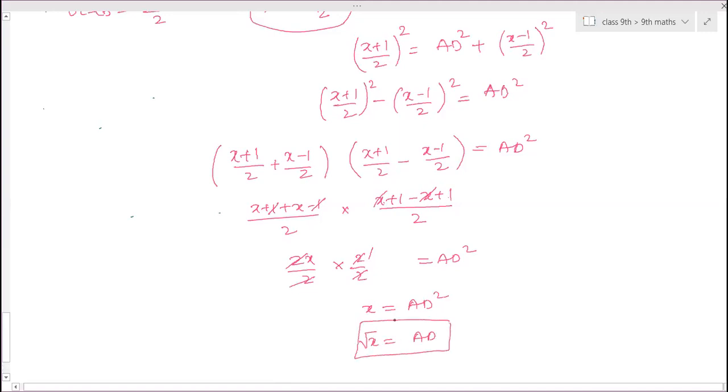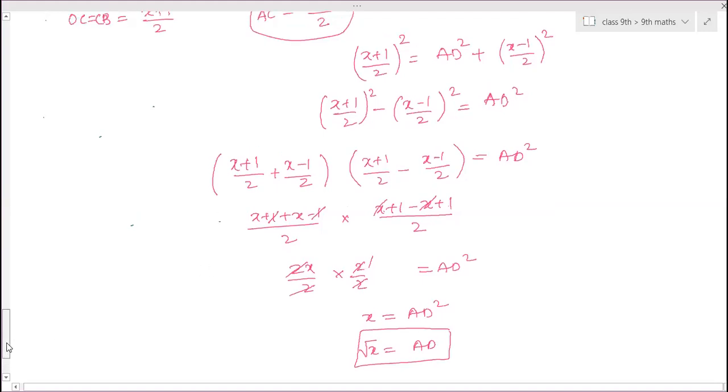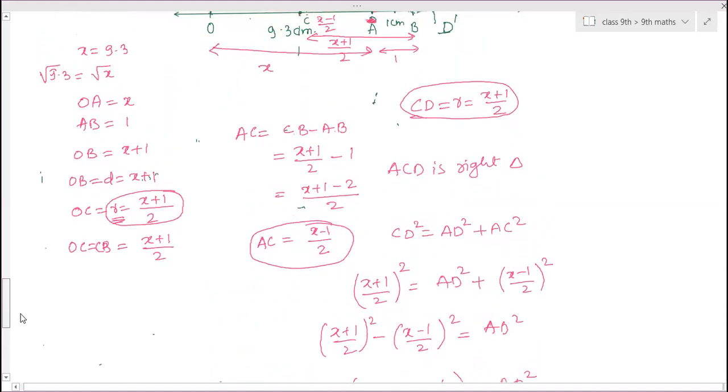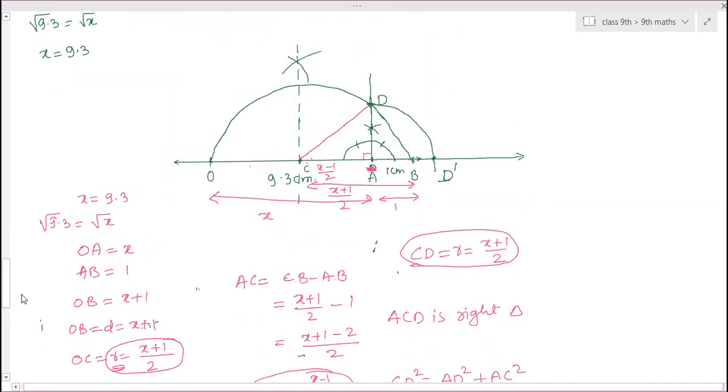So this is what we want. The AD distance is the square root of the number. Here x is 9.3, so AD is equal to square root of 9.3. Clear? Yes, ma'am. This is only for your knowledge. They will not ask it in the exam.